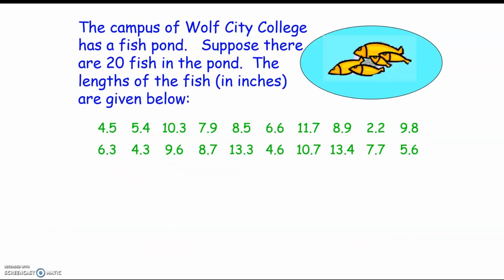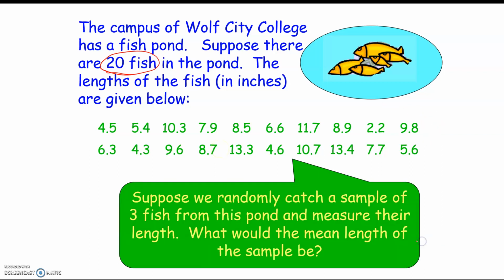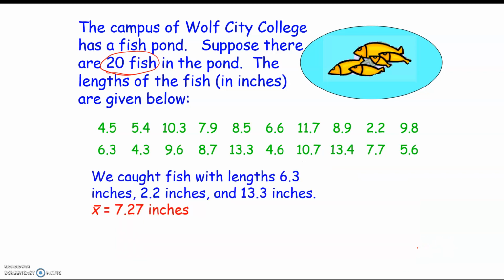So here is a fish pond at Wolf City College. So we have 20 fish. This is our population, 20 fish in the pond. The length of the fish in inches are given below. So we have every single one in there. If we randomly catch a sample of 3 fish from this pond and measure their length, what would the mean length of the sample be?